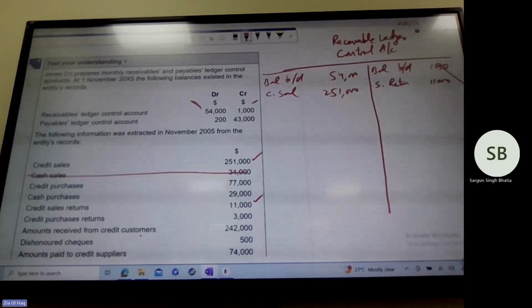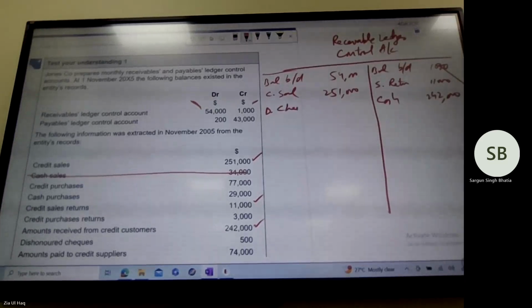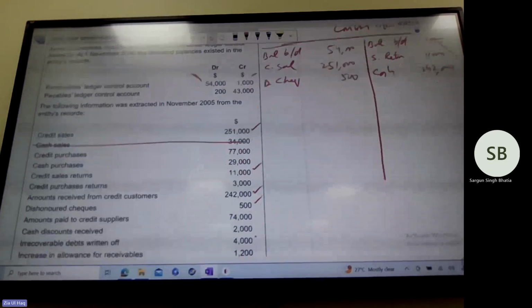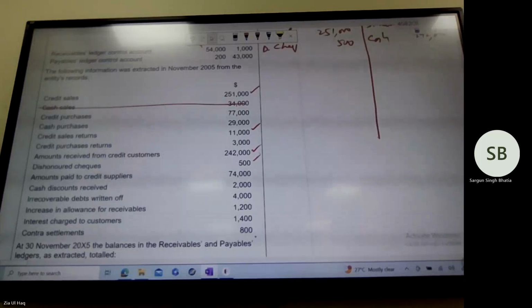Amount received from credit customers 242. So cash received how much? 242,000. Dishonored checks 500. Amount paid to creditors relates to the payable ledger.